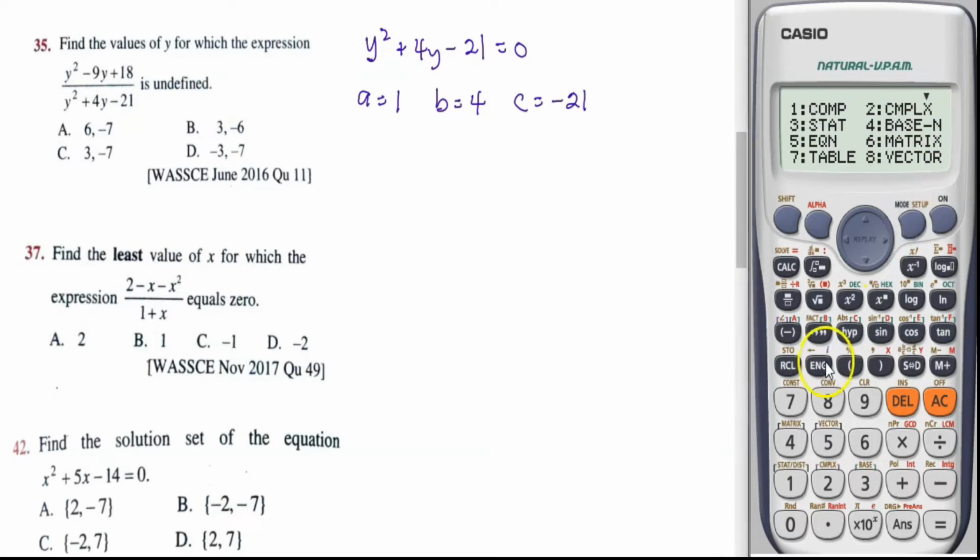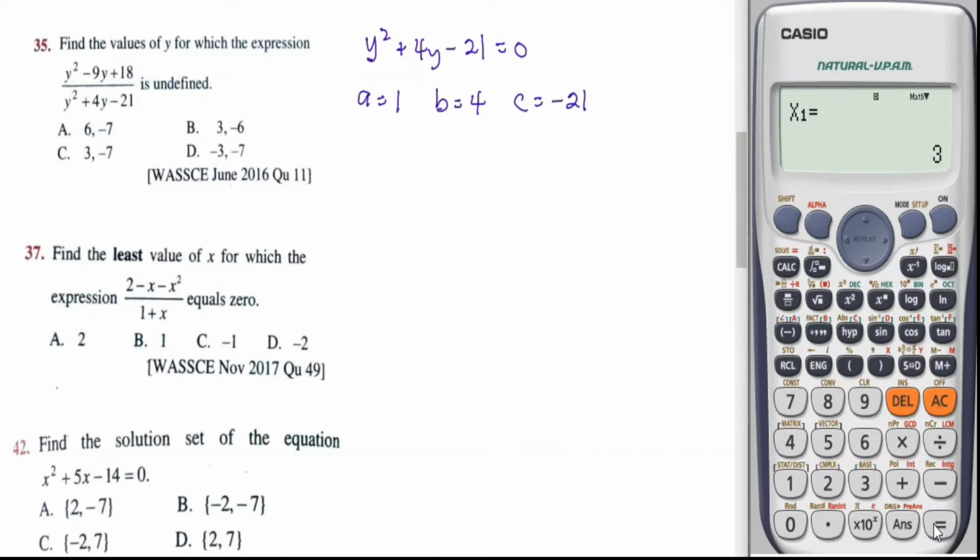So mode button, set it at equations, which is number 5, and then select 3. After that, then we key in the values of a, b, and c. A is the value 1, press the equal to sign. Then we have 4, equal to sign again. Then we have negative 21. And therefore, press the equal to sign once again.